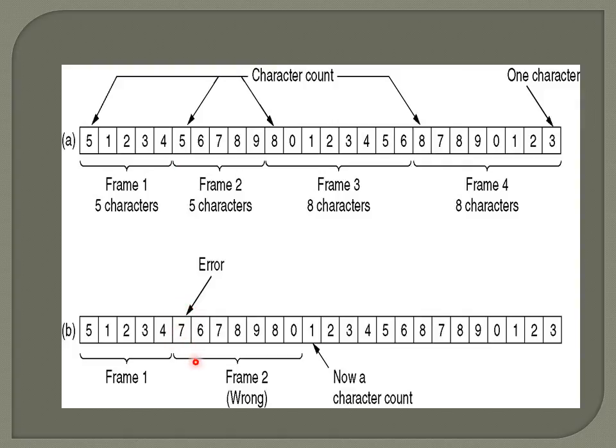In that case, on the receiving side, the receiver would think that the data begins here and the end of the frame is here, and not here as it is supposed to be. So what will happen now? These two characters, this 8 and 0, which actually belong to the next frame, will be treated as if they belong to this frame. Okay, and this one here will now become a character count. So this will lead to a problem, and as I said, we need to have some error detection mechanisms to handle these kinds of errors.